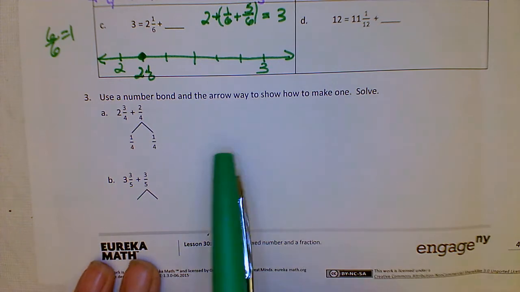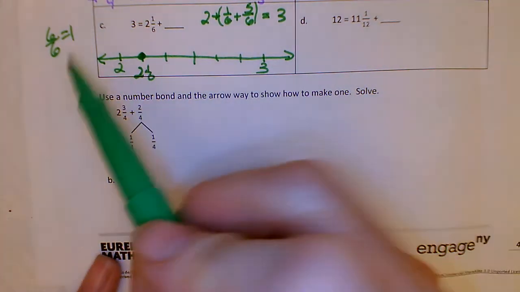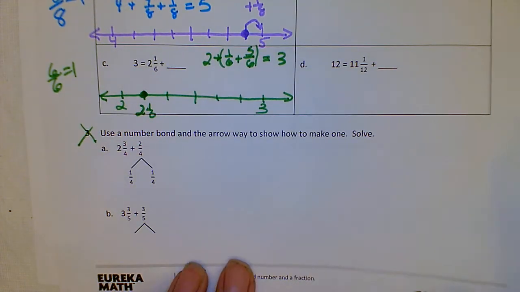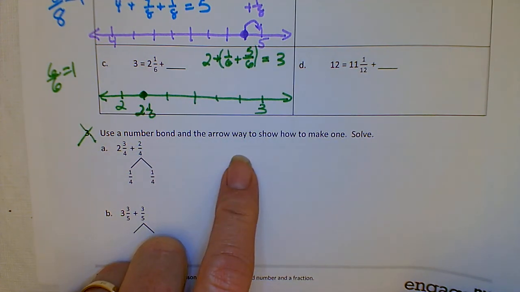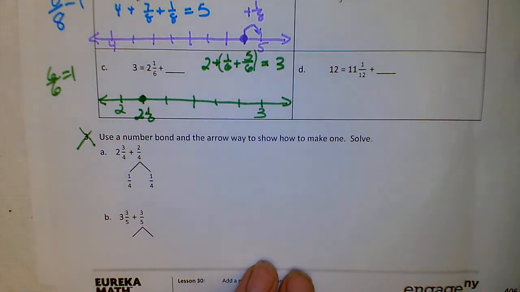So let's take a look here at number 3. And actually, we are not going to take a look at number 3. You're not doing number 3. But I do want to mention to you that when it says the arrow way, basically what you are doing is you are going to model what we've been doing on number lines, like we did here.